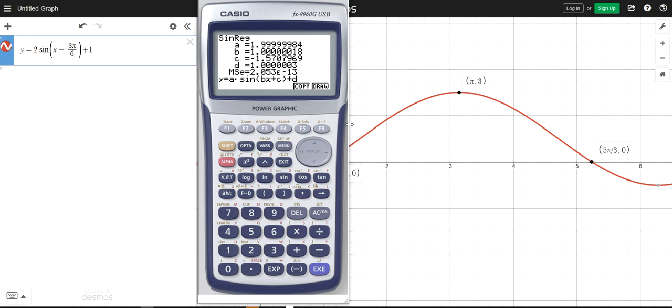And that was it. All we need to do now is write this equation with the corresponding coefficients. And remember, we can round this to 2, round this to 1, this one to -1.57, and the d to 1. And that's my equation.